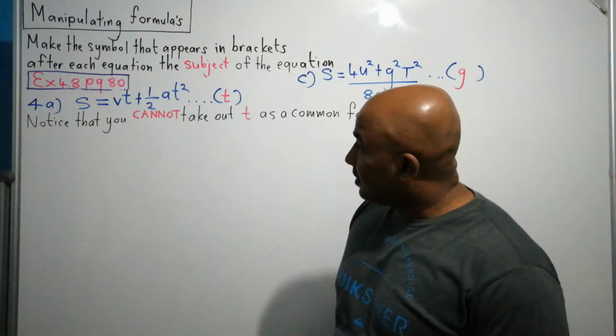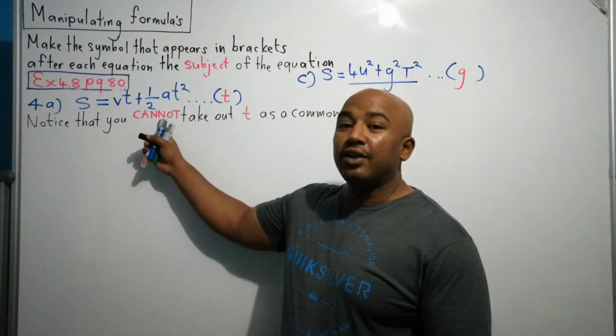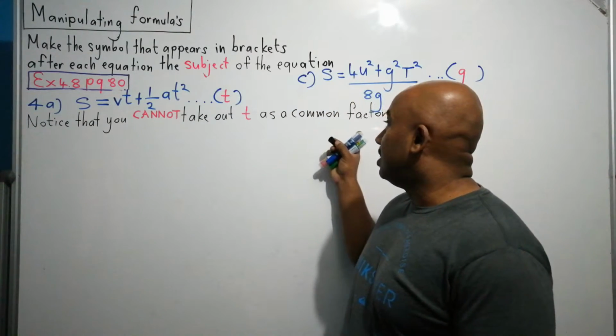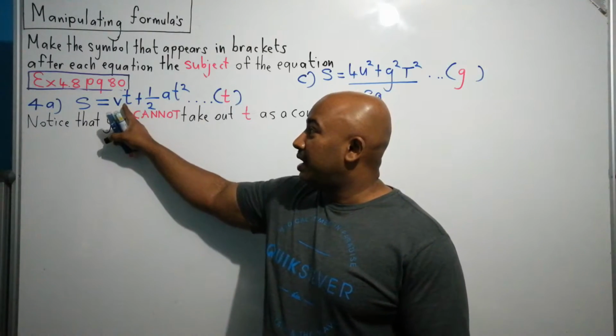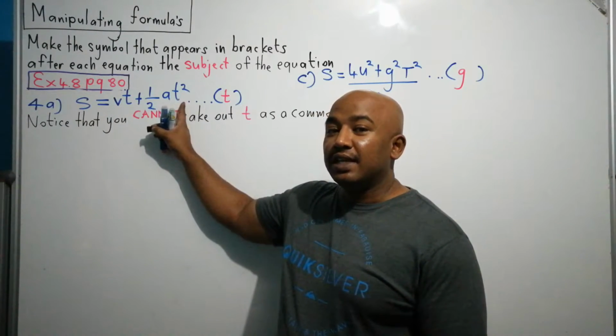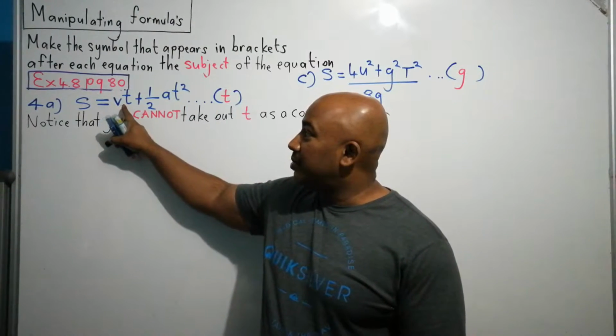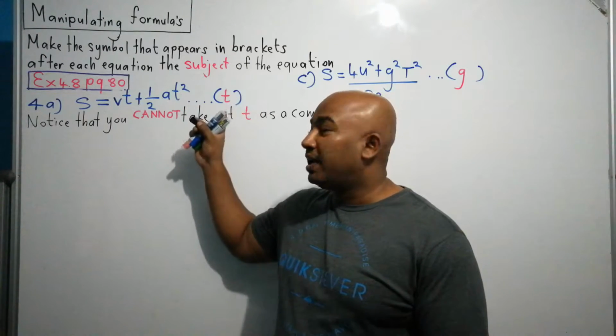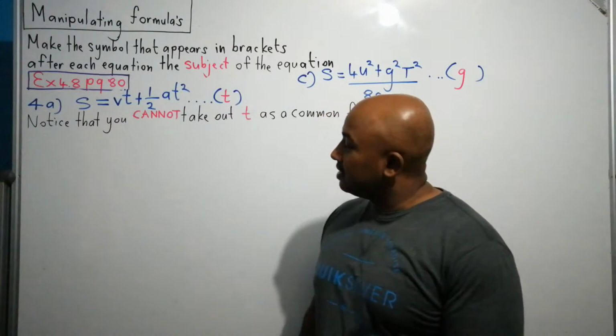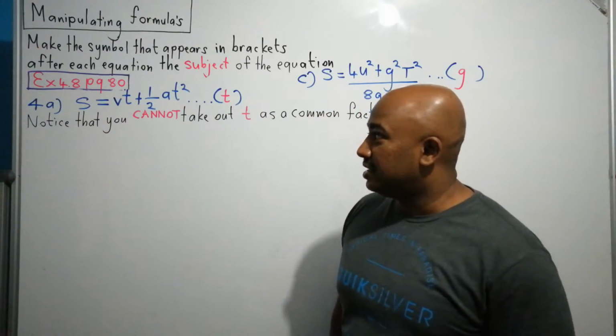Okay, so notice that you cannot take out T as a common factor. Because if you take out T, what will happen is you'll still be left with T here. If you take out T here, you're going to be left with V plus half A T. The problem is you still have T inside the brackets. So taking out a common factor does not work.